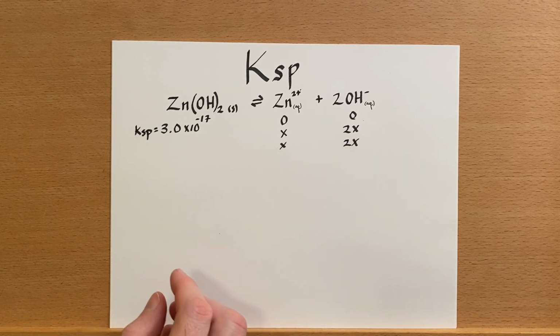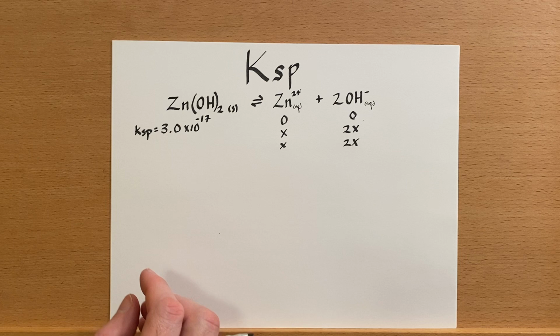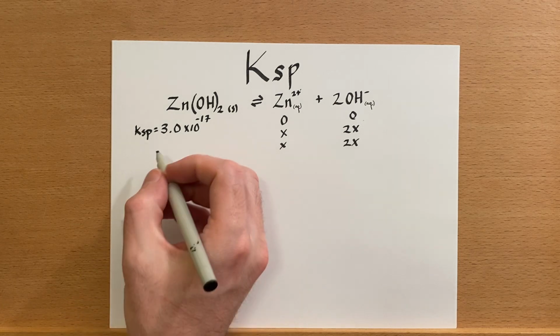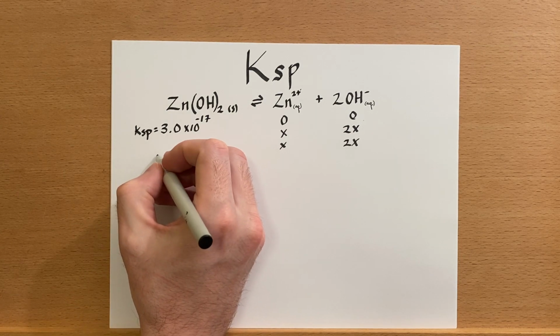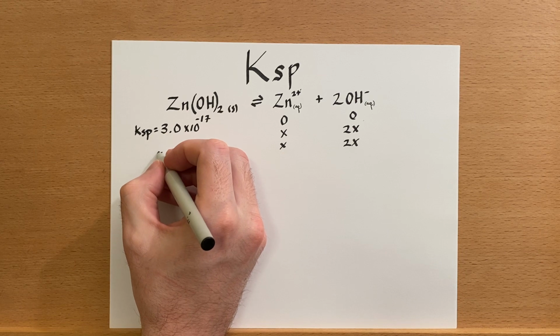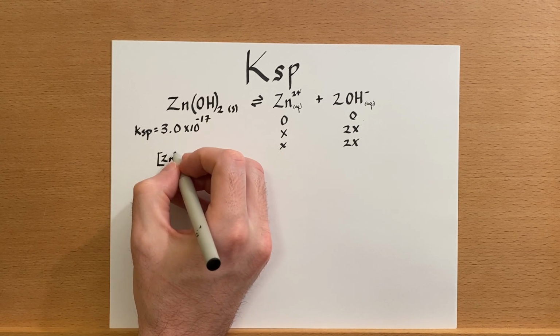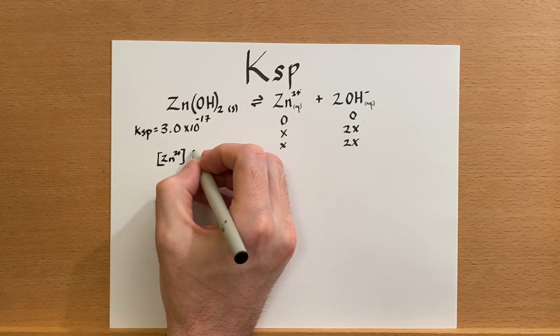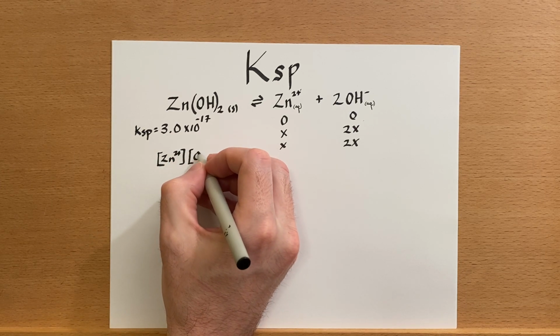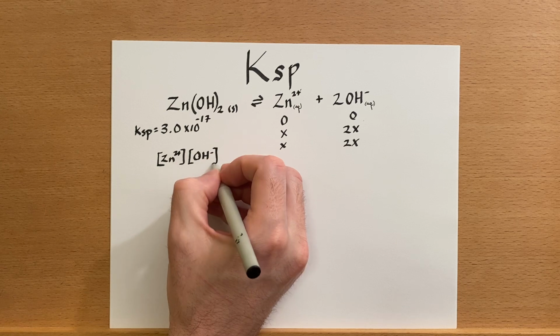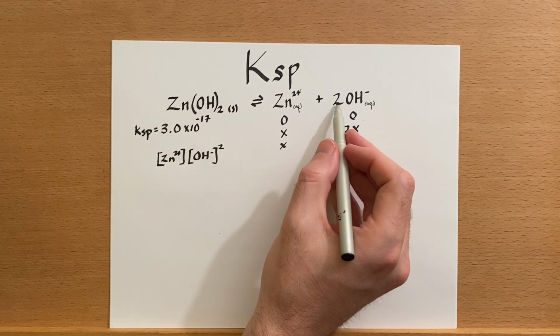Now let's take this and put it into our equilibrium expression. So our equilibrium expression will be zinc concentration times hydroxide concentration squared, right? Because we have a 2 here.